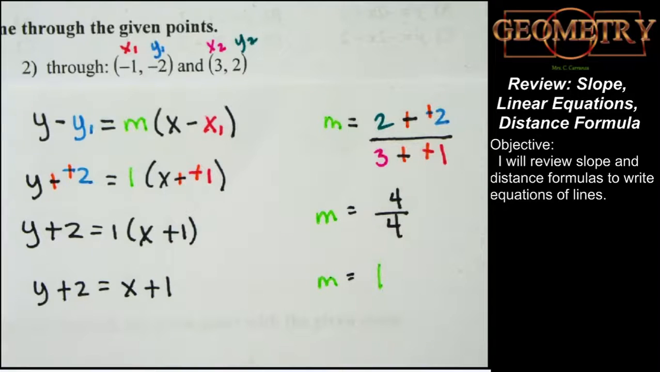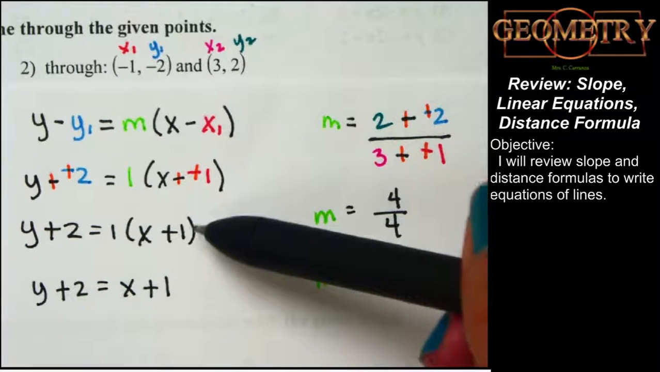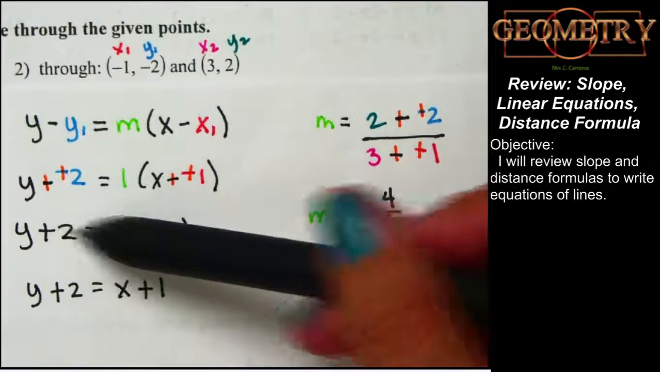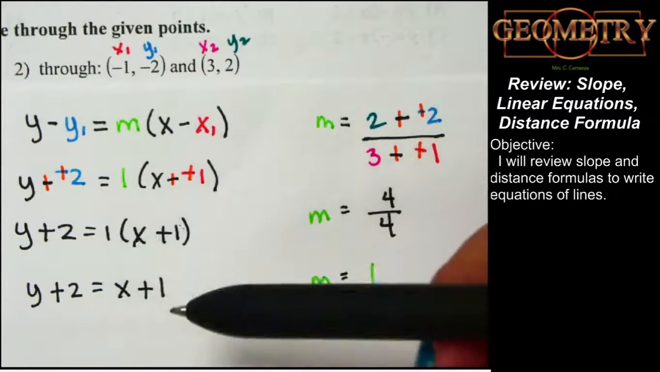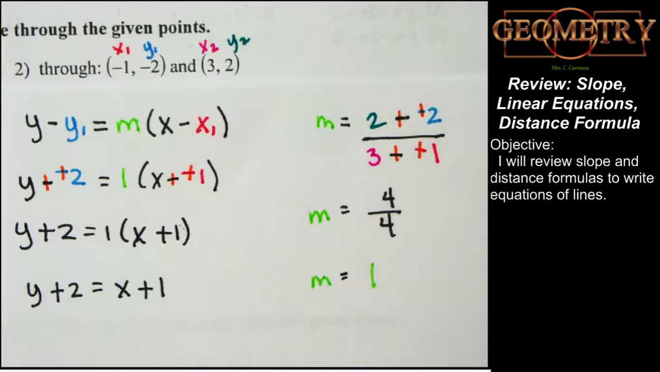And it's in point-slope form because all you've got in here is a point and a slope and nothing else. Make sense? Feeling okay with this one? All right.